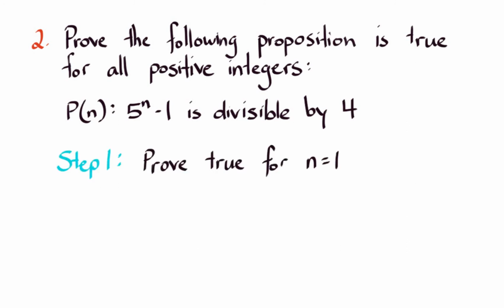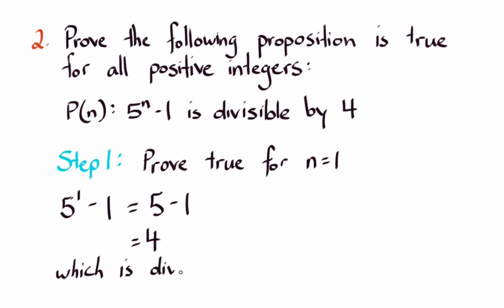Step 1, prove true for n equals 1. So if we start with 5 to the power of 1 and subtract 1, well, that's just 5 take away 1, and we know that that's 4. And clearly 4 is divisible by 4. So we'll just state that. So we're all good there. We can say that the proposition is true for n equals 1.